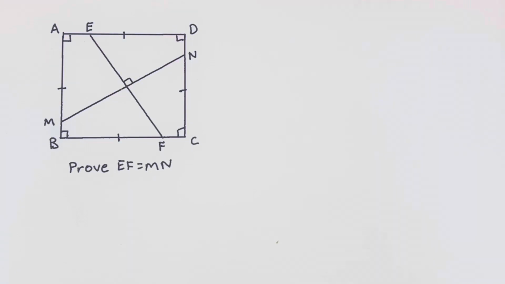In this problem, we're given that in square ABCD, M and N are 2 points on AB and CD, while E and F are 2 points on AD and BC respectively, such that EF is perpendicular to MN. Prove that EF is equal to MN.